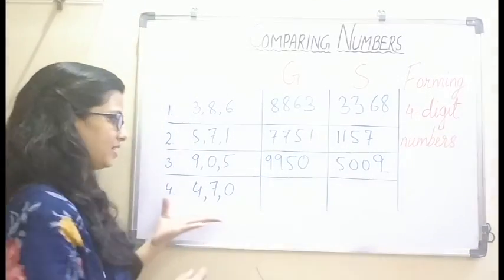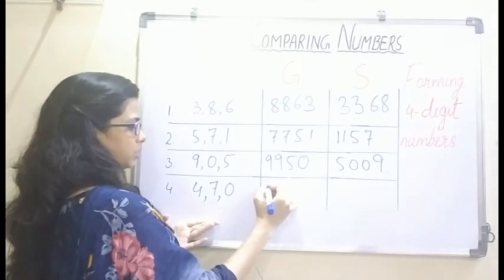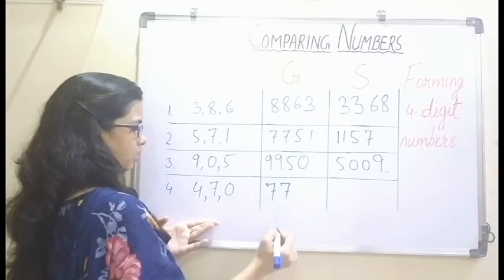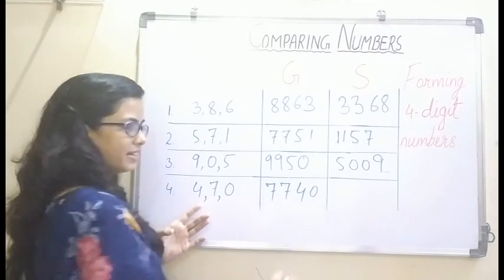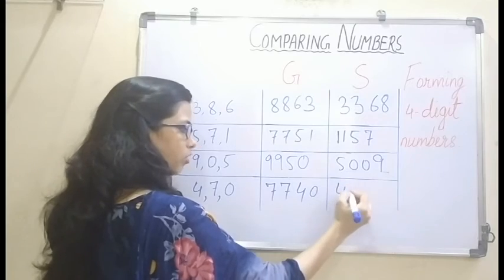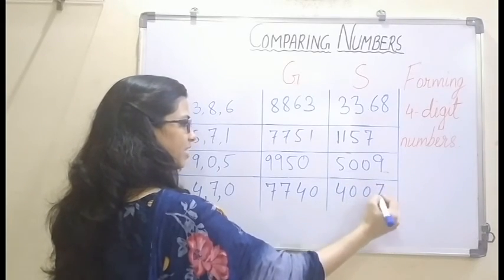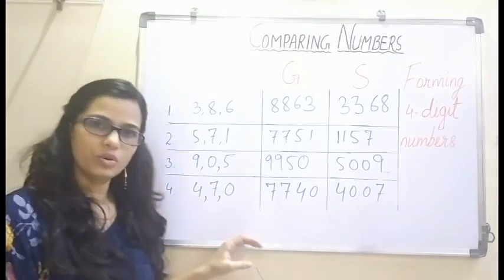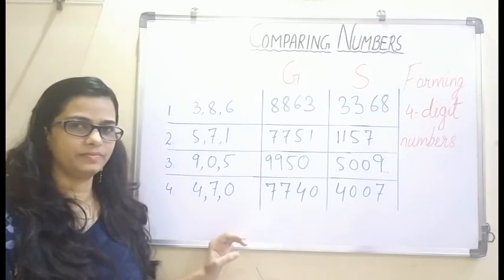In the next case as well, we are going to do the same. 7740 is the greatest and 4007 is the smallest 4-digit number.